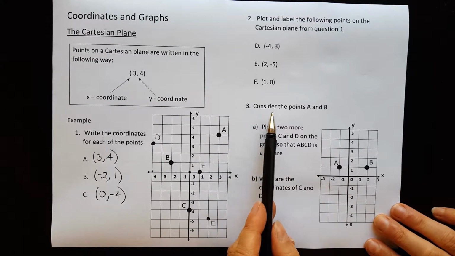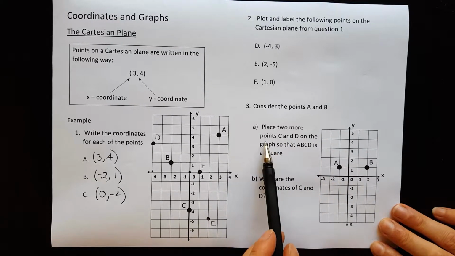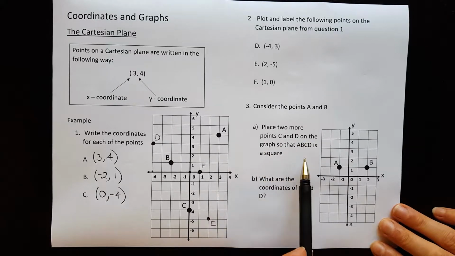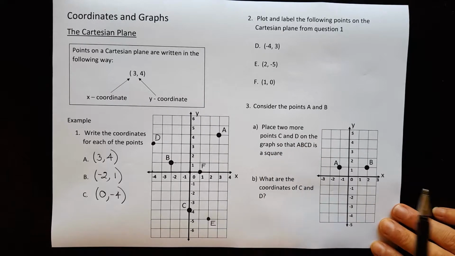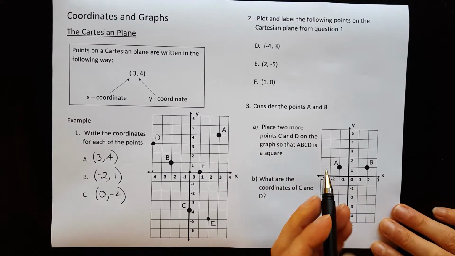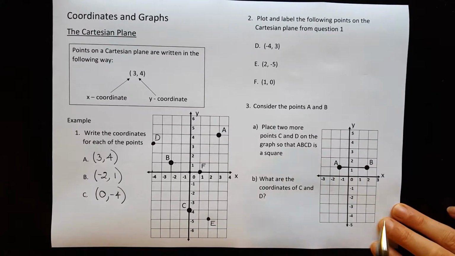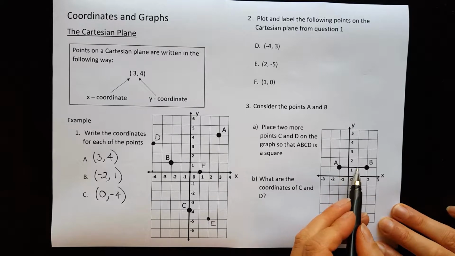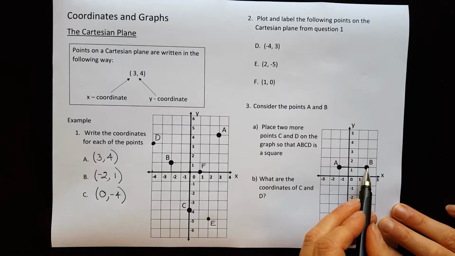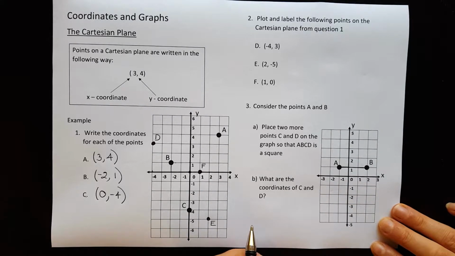Question 3. Consider the points A and B, so on this Cartesian plane here. Place 2 more points, C and D, on the graph so that A, B, C, D is a square. Now, if it's a square, it means that all the sides have to be the same length. So we can use the points here, A and B. We could say that this here would be one side of the square. Okay, let's see how long the side is. It's 1, 2, 3 spaces. So we just need to make more sides of the square that have 3 spaces to them.